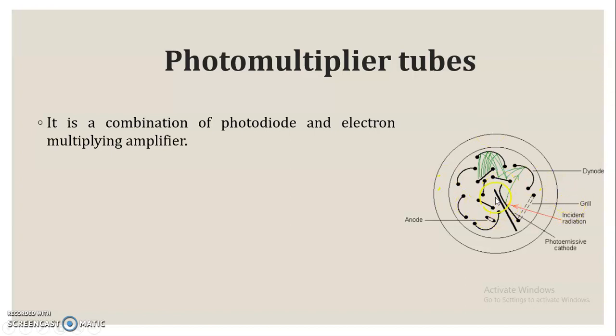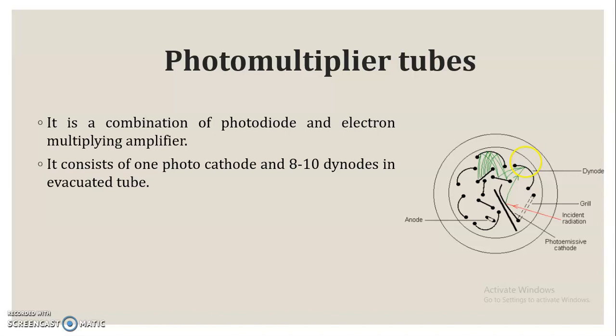Here the cathode is used in such a way that if light falls on the surface of this cathode, the electrons will go towards the dynode, and when they fall on the surface of the dynode, a single electron will produce 2 to 5 extra electrons, so that a second dynode will attract these electrons. These electrons, produced 2 to 5 times more, lead to the generation of more electrons. In this way amplification is carried out. So it consists of one photocathode and 8 to 10 dynodes.